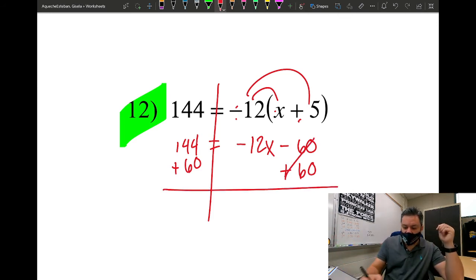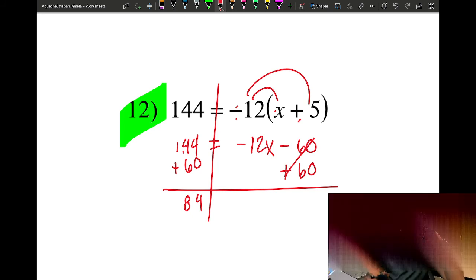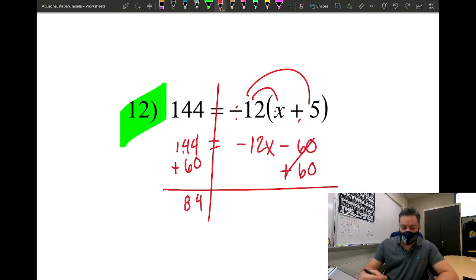That cancels out. So over here, how much do I have? 144 minus 60 is how much? This is 4, and this is what? 84 equals negative 12x. Second step.